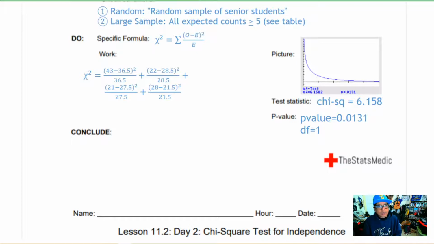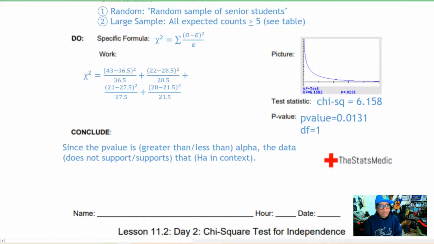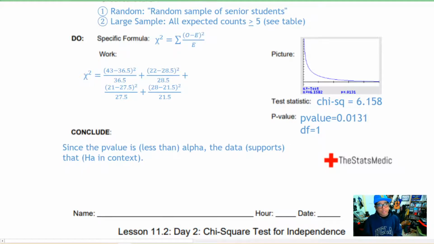So let's get to the conclusion. Our p-value is definitely less than an alpha of 5%. So our data is going to support the alternative hypothesis.